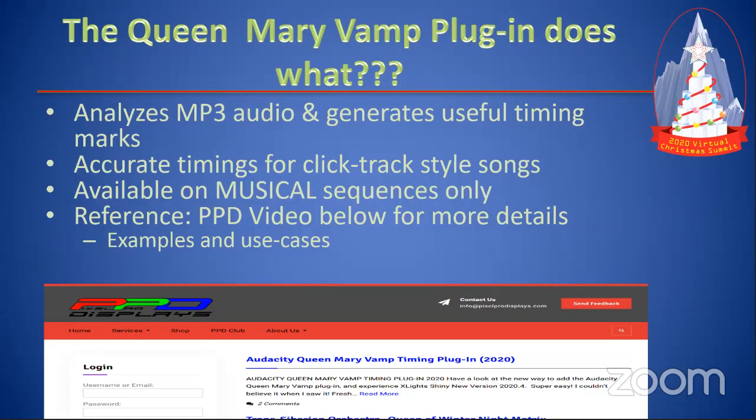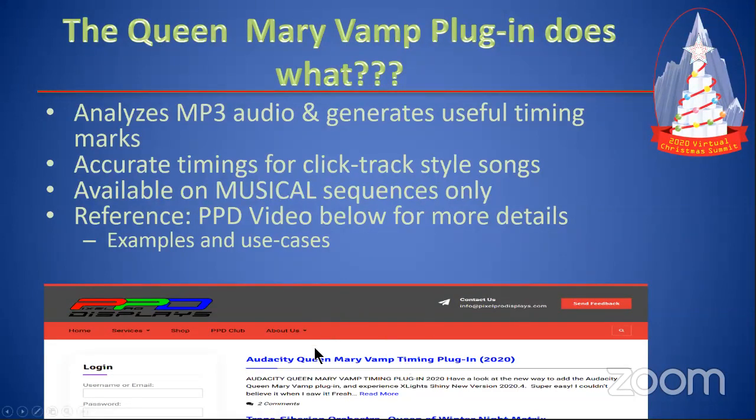But if you have orchestral music that is done by an orchestra and it's flowing and it speeds up and it slows down organically, then sometimes the Queen Mary Vamp plugins aren't as accurate. But whenever you have a click track style song, the Audacity Vamp plugins are really accurate. You can only use the Audacity Vamp plugins on musical sequences, period. You can't just open up a sequence animation, which we'll get into, and add beat tracks to it.